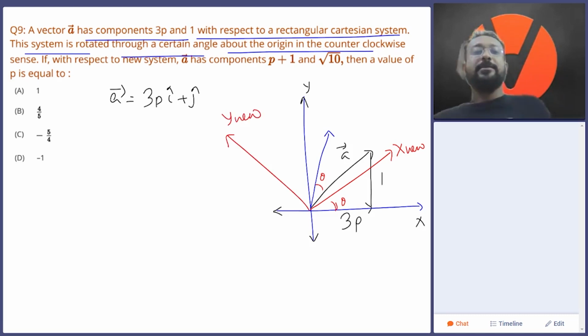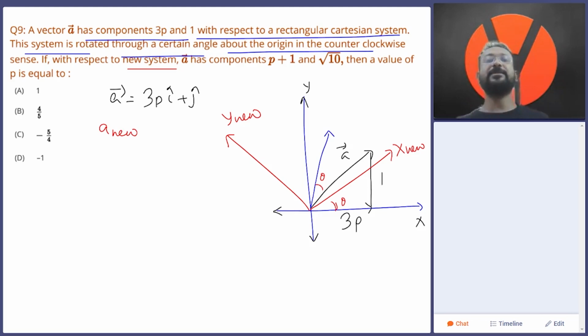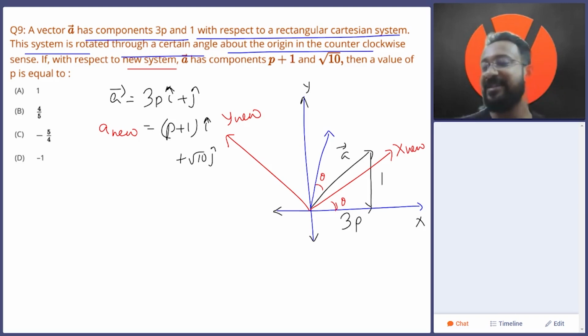Correct? Yes, sir. They're saying, if I talk about with respect to the new system, what will I get? You will say, no sir, with respect to the new system, I will get p plus 1 times i plus root 10 times j. Because in the new system, this is your new x. This i is new basically, not the same i. It is rotated. Correct? So basically, yes.